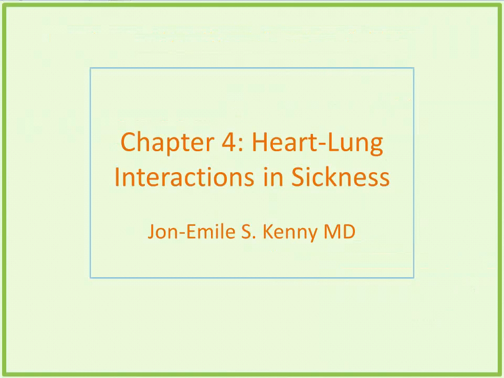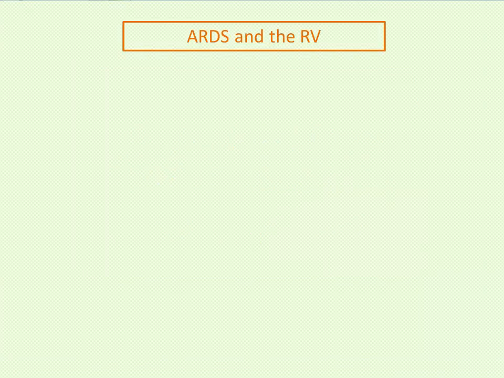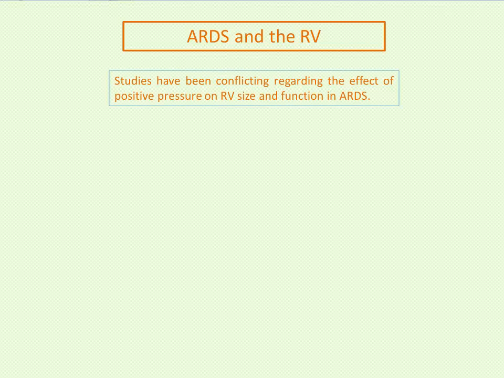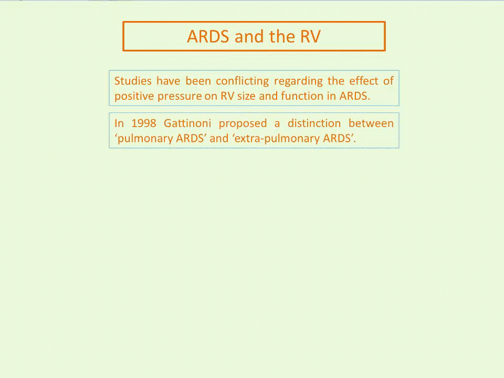And then in Chapter 4, I go through a number of different disease processes, heart-lung interactions, and sickness. And one of them I'm going to describe for you here can explain some conflicting results that have been seen in ARDS and changes in right ventricular volume. Some studies have shown that right ventricular size increased. Some have shown that right ventricular size decreased with the application of end expiratory pressure.